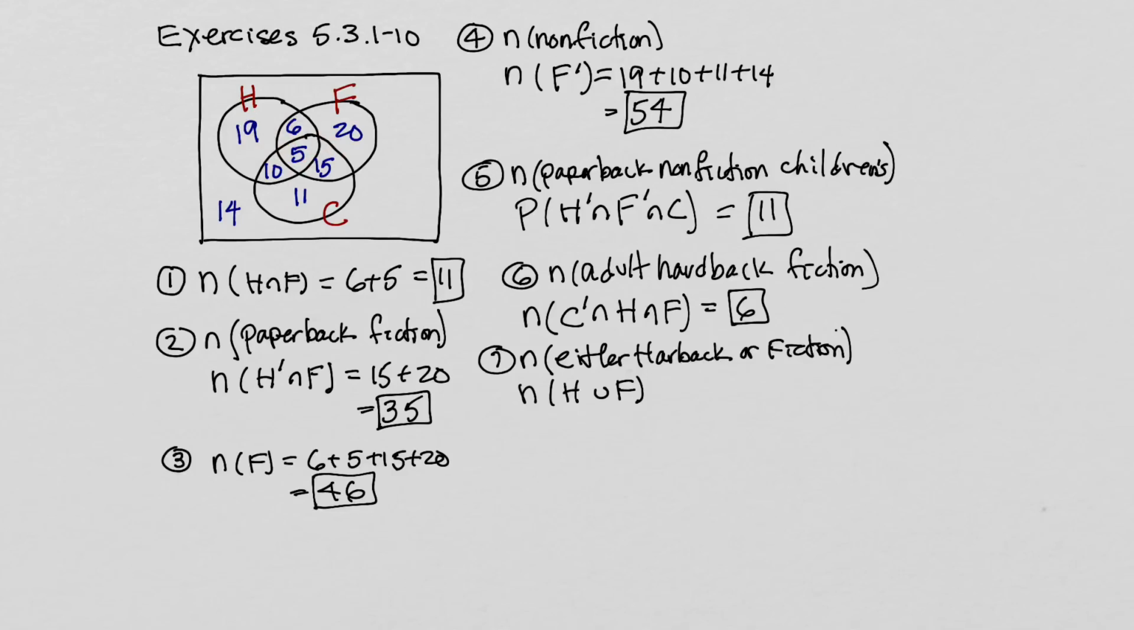So it's going to be, what we'll get here is 19 plus 6 plus 5 plus 10, right? The 19, the 6, the 5, the 10. But also, we need this 20 and that 15. Plus 20 plus 15. And when I add those up, I get 75.